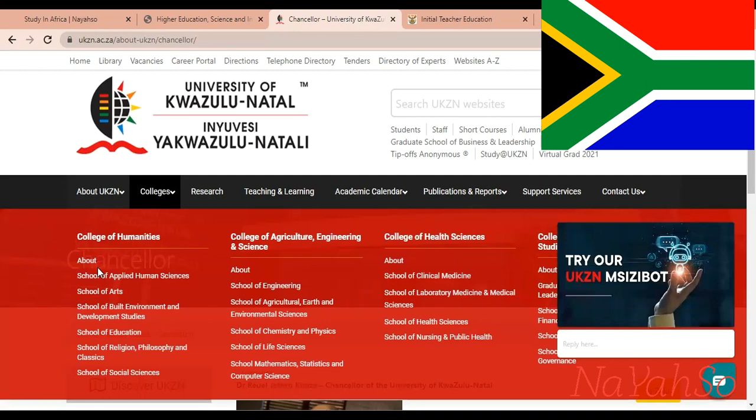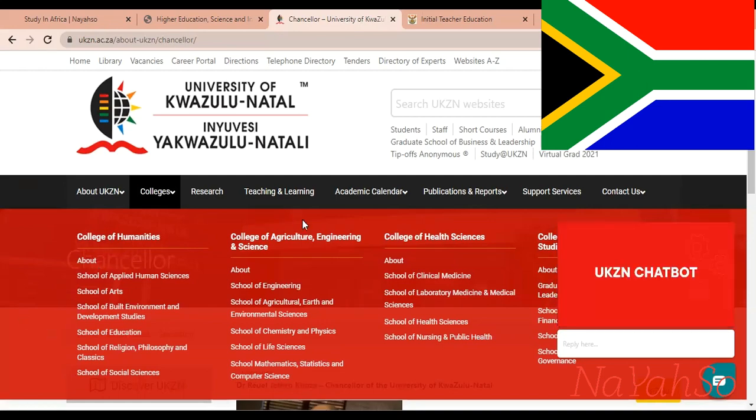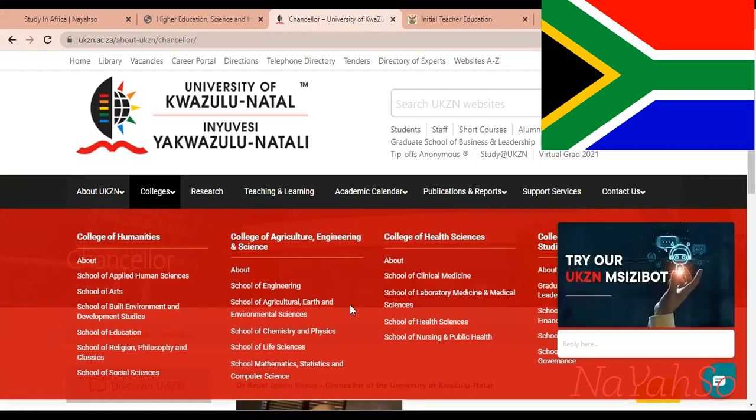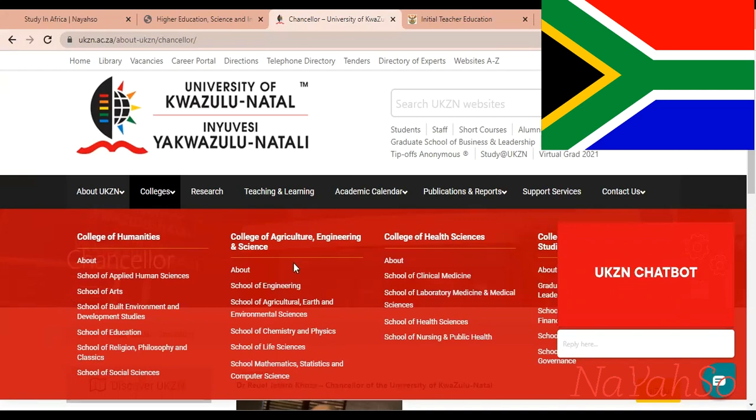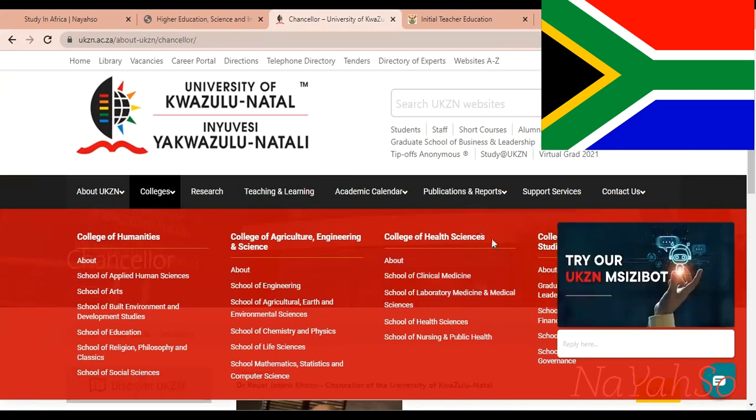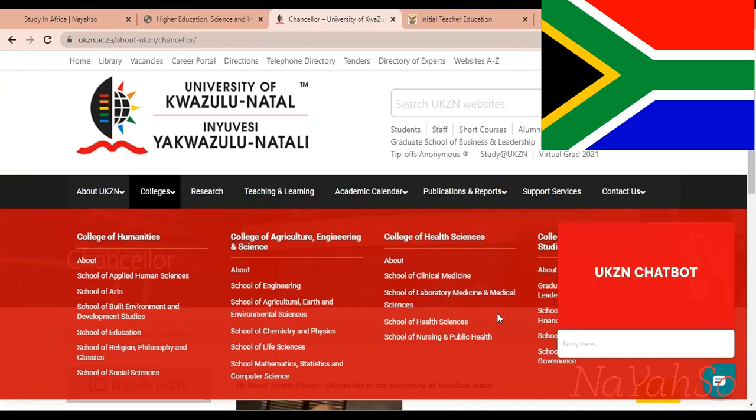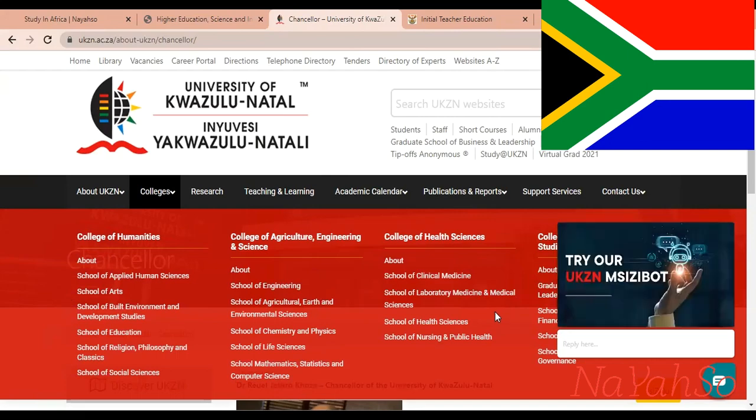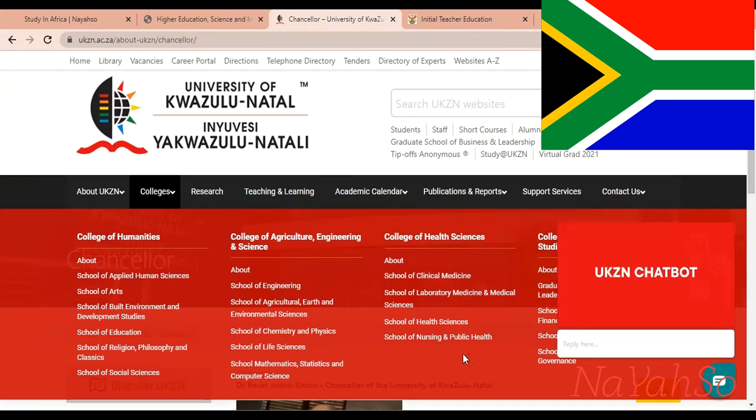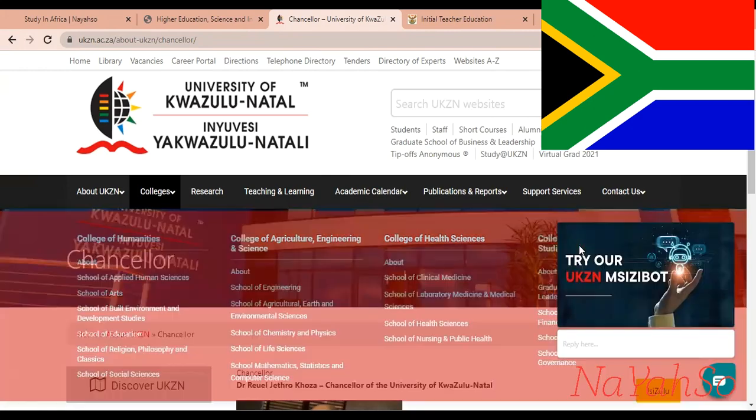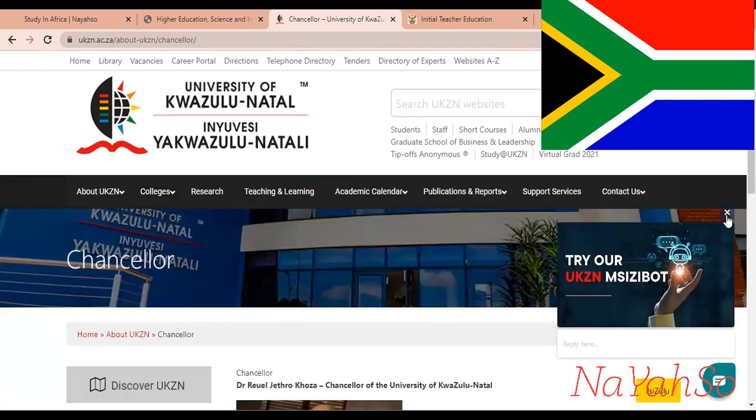humanities, religion, social sciences, built environment, art, applied human sciences. Then it's got agriculture, engineering and science, chemistry, physics, life science, math, computer science and engineering. And it has health science, clinical medicine, lab medicine, medical sciences, health science, nursing and public health, and various support services. Let's get rid of this chatbot.